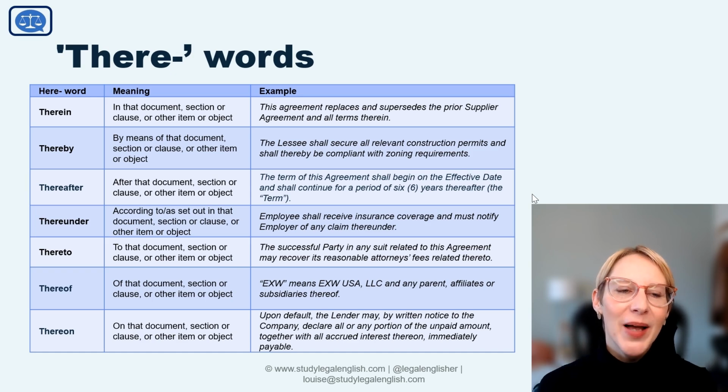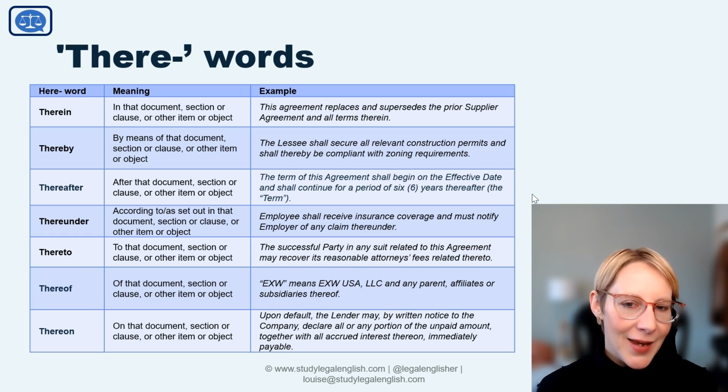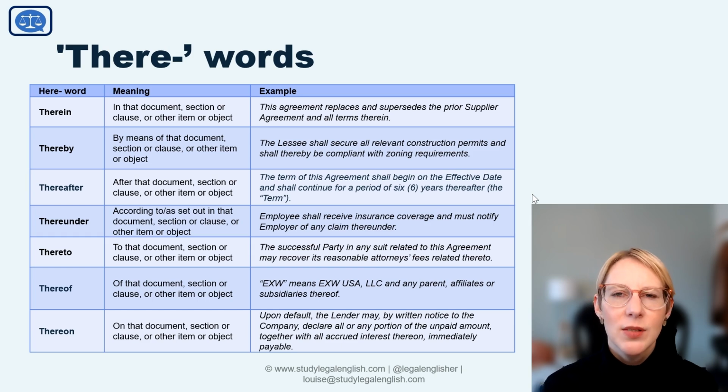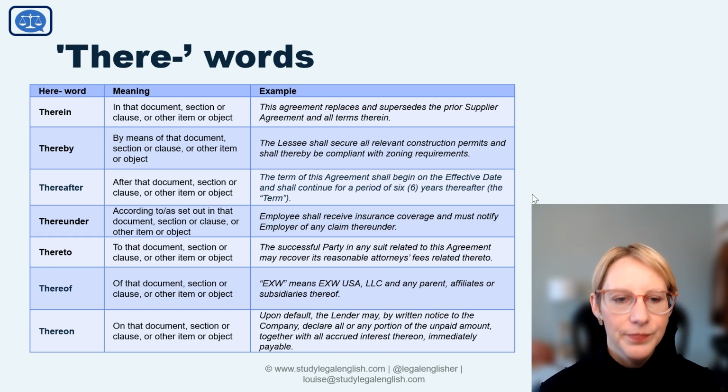Thereby means by means of that document, section or clause or another item or object. For example, the lessee shall secure all relevant construction permits and shall thereby be compliant with zoning requirements. By obtaining all the construction permits, the lessee is going to be compliant with a particular requirement.